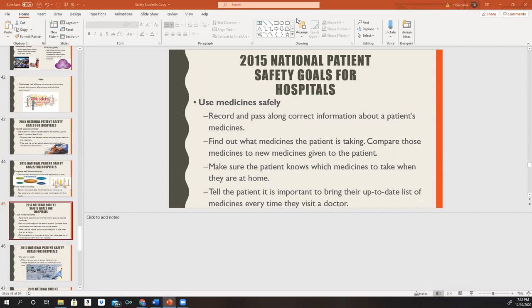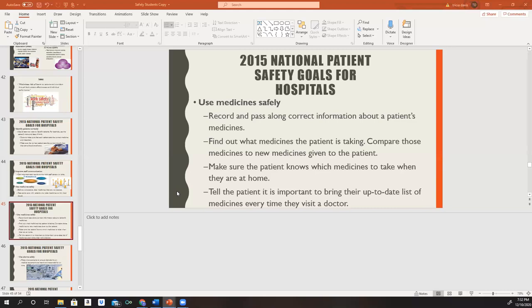And then you want to tell the patient it's important to bring their up-to-date list of medicines every time they visit a doctor. I always tell them. And if I don't think that they're competent enough to do it and they have a loved one, I always tell them, when you go home, write down all your mom and dad's medications. If you have brothers and sisters, give your brothers and sisters a copy. Make sure that their loved one has a copy.